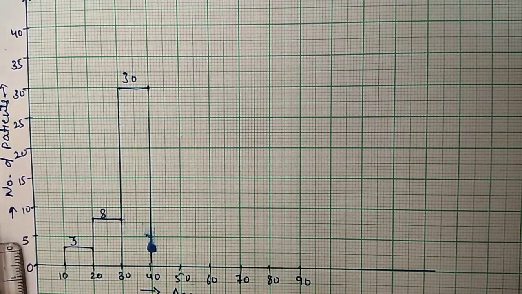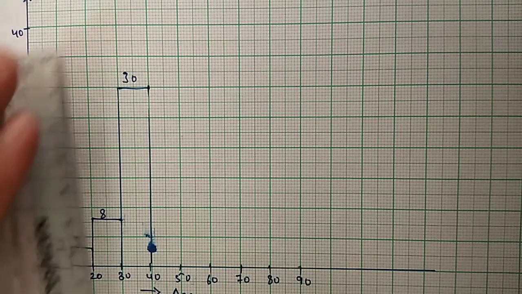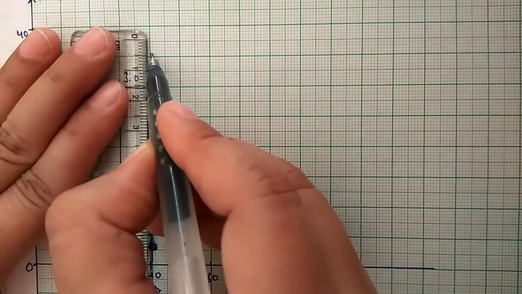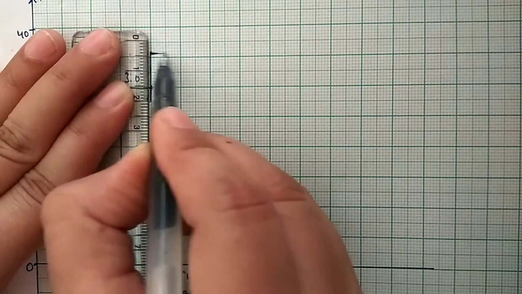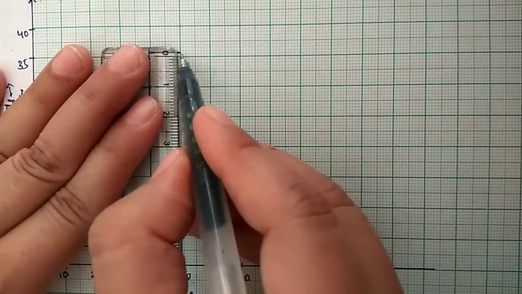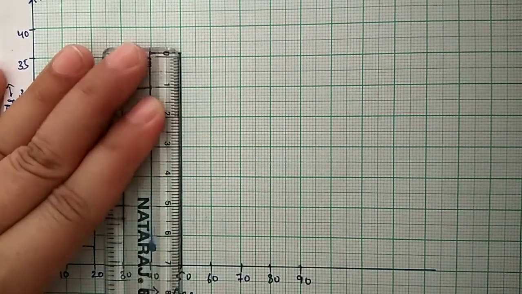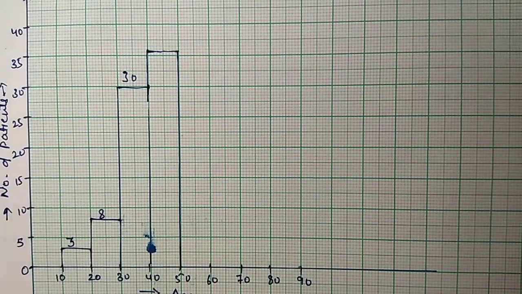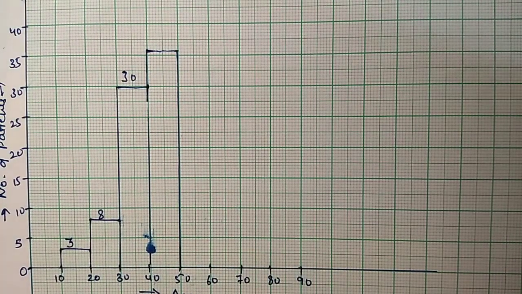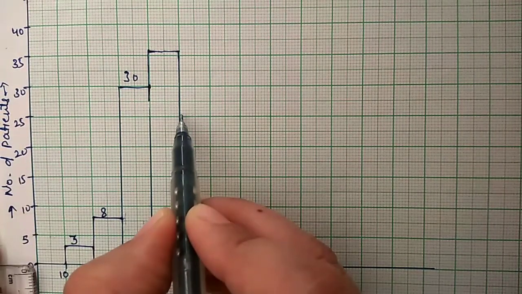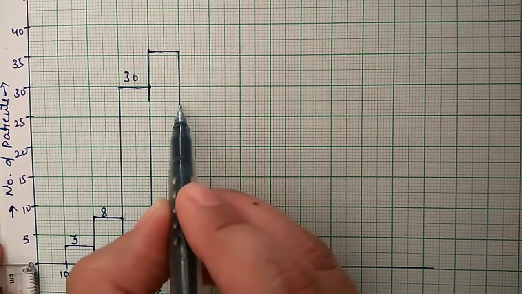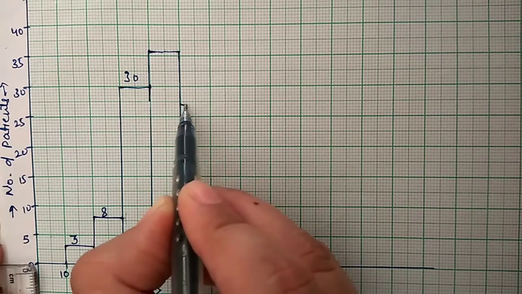After that, 40 to 50 it is 36. So 36 means till here 35 and 2 more small boxes you have to take. After this next 50 to 60 it is 27. So after 25, 2 more we have to take, means 4 boxes. So till here we will take.